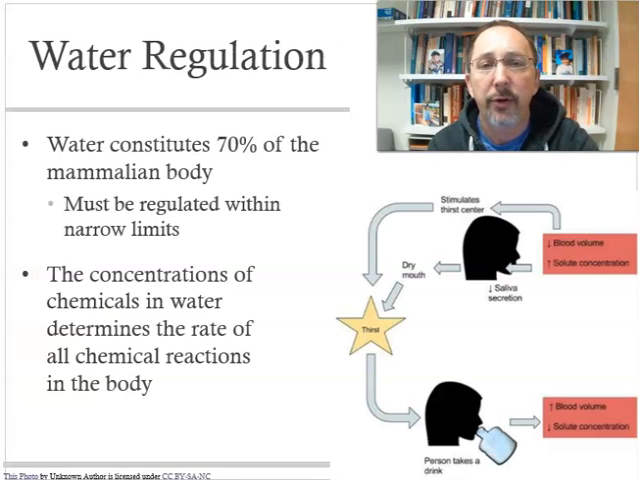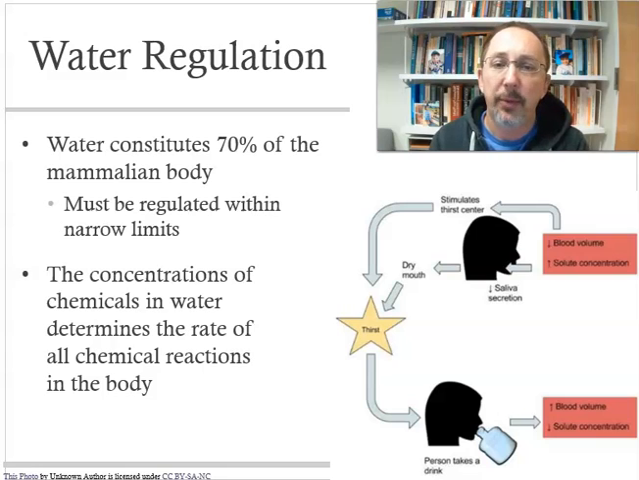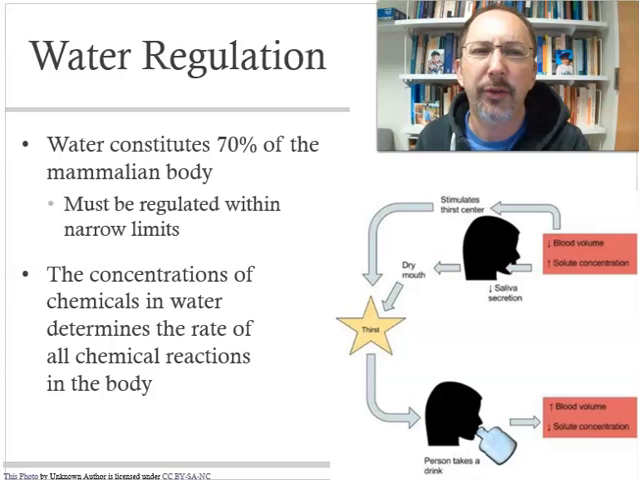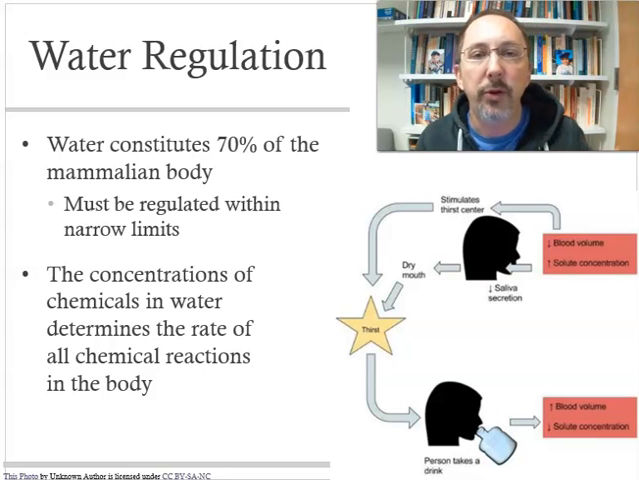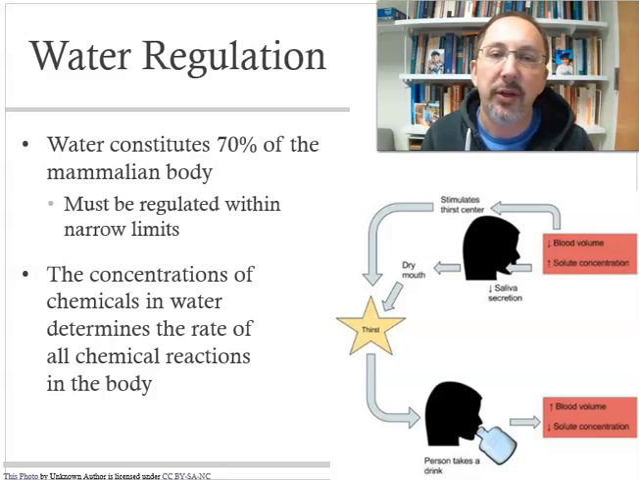Now, we're also working very hard to regulate water. Water constitutes 70% of the mammalian body, and it must be regulated within narrow limits. The concentration of chemicals in water determines the rate of all chemical reactions in the body. You've probably heard of that urban legend, which has some truth to it, about a radio station having a water drinking contest and somebody dying from drinking too much water. When you need liquids, you're motivated to drink. You've got these processes that motivate you to drink in order to maintain the right balance. And sometimes you crave different things.